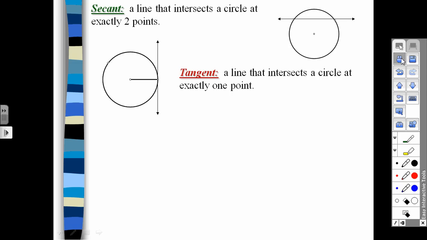Okay? So really be aware of that, the difference between the secant and tangent. Your tangent line is always going to be outside of the circle. It's never going to go pass anywhere through the interior of your circle.